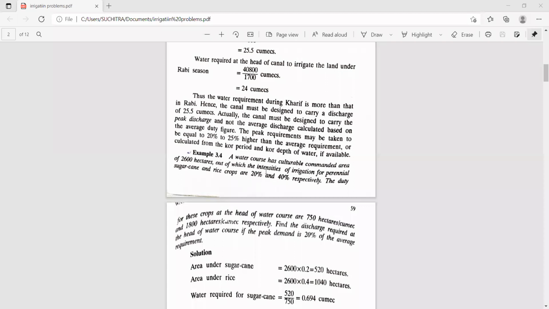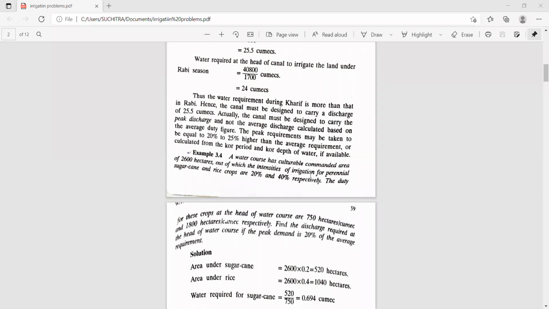Now here, in this problem, a watercourse has a culturable commanded area of 2,600 hectares, out of which the intensity of irrigation for perennial sugarcane and rice crops are 20% and 40% respectively. And the corresponding duties at the head of the watercourse for both these crops are given as 750 and 1,800 hectares per cubic respectively. So find the discharge required at the head of the watercourse if the peak demand is 20% of the average requirement.